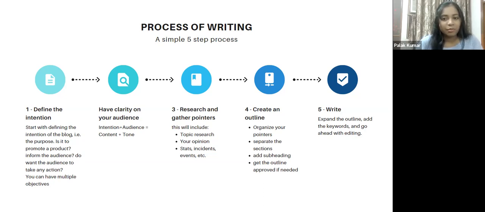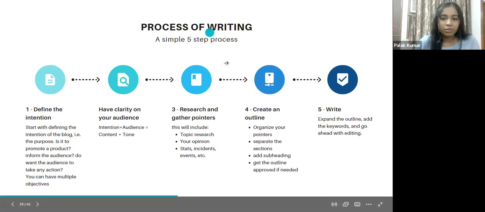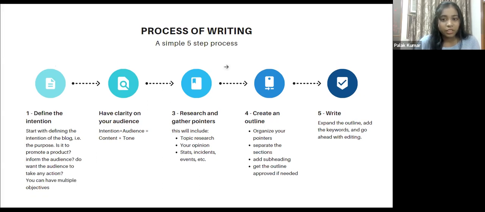I think this step is common for everyone, and before you start writing, you should always ask yourself a few questions. What is the purpose of the blog? Is it to promote a product? Is it to inform the audience about a concept, like a product launch, or maybe some sort of news? And do you want your audience to take any action after reading that blog? And for one particular blog, you can have multiple objectives.